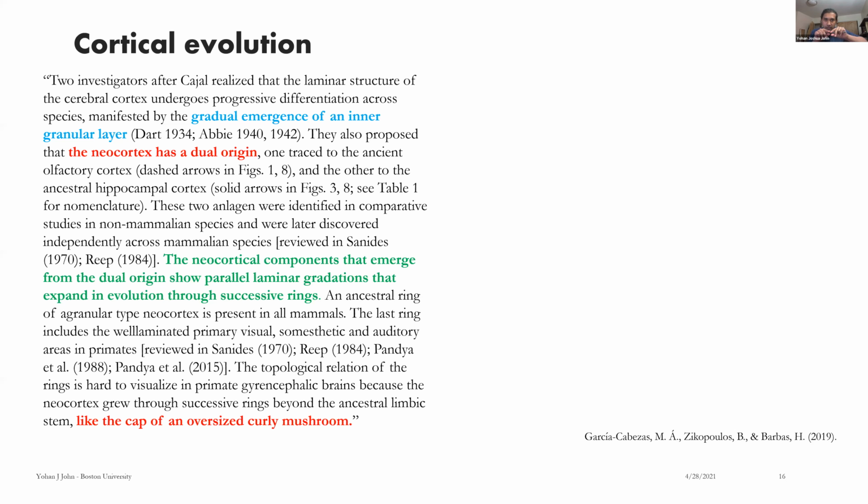And the cortex kind of grew out of these two ends. And so the neocortical components that emerge from the dual origin show these parallel lamina gradations that expand in evolution through successive rings. And I'm going to show you those rings, which Paul also showed.